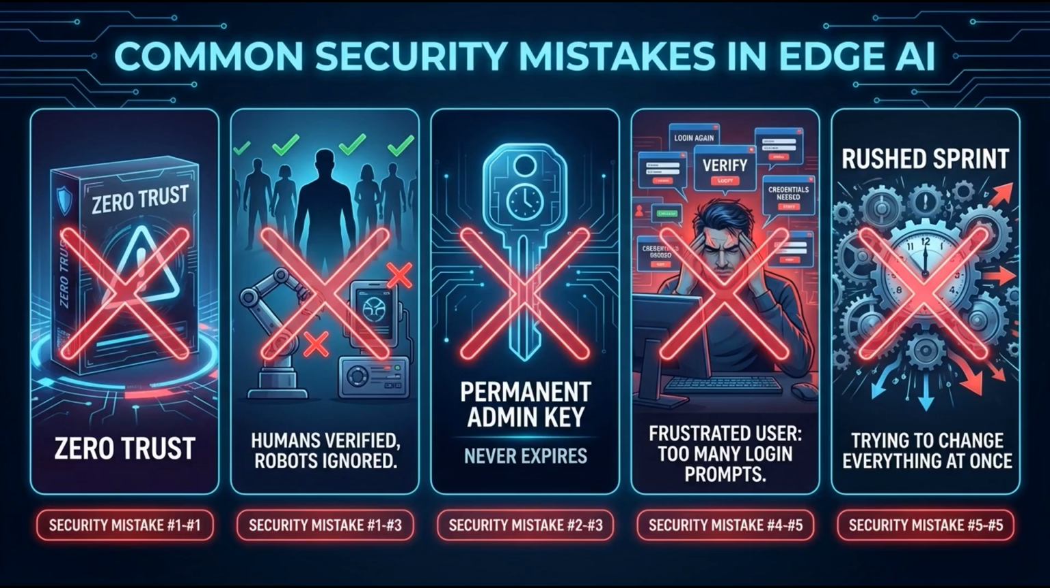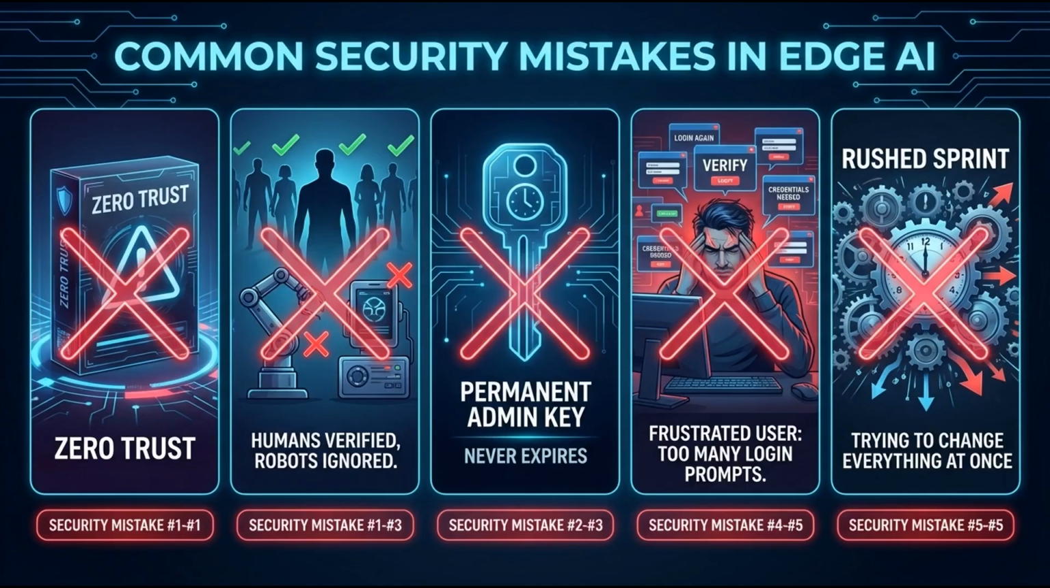Let me walk you through the 5 biggest mistakes I see organizations make when adopting Zero Trust. Mistake 1. Treating Zero Trust as a product. Vendors love to slap the Zero Trust label on their products, but Zero Trust is an architecture and a strategy, not a box you buy. No single product makes you Zero Trust.